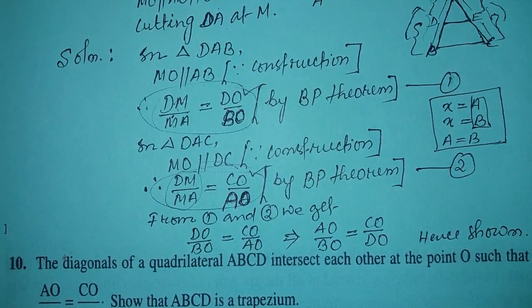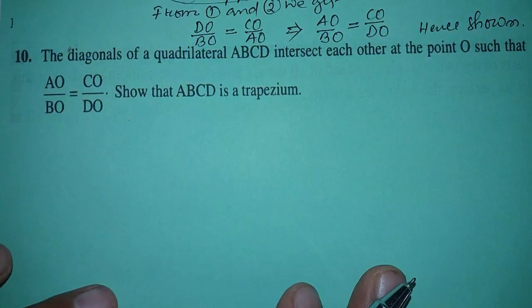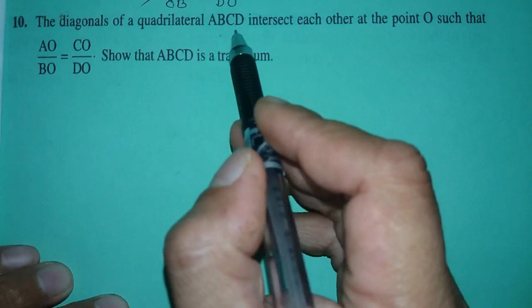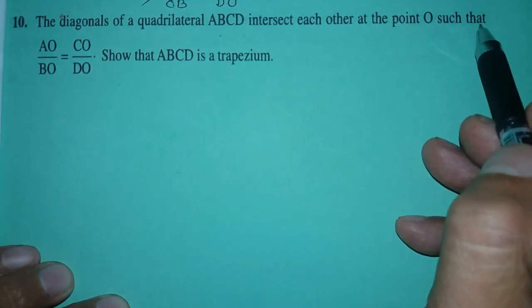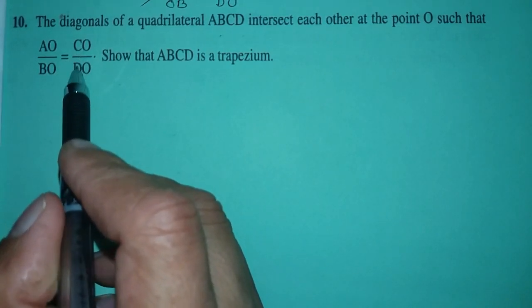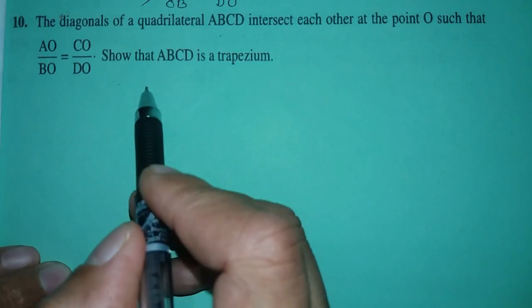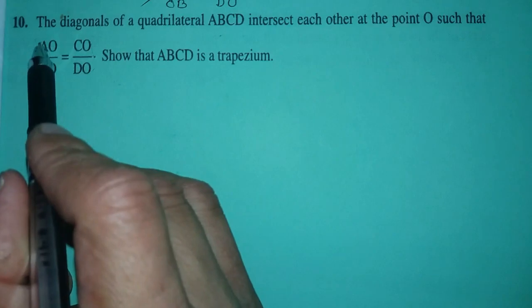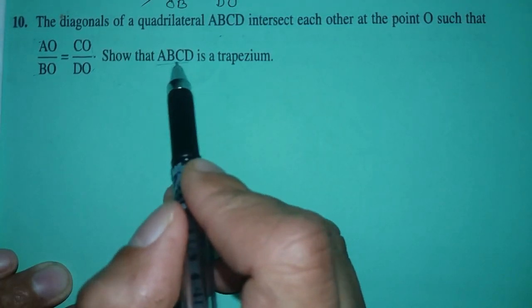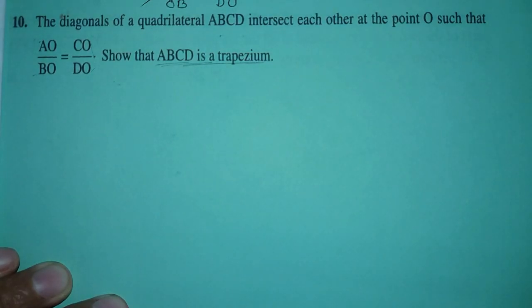Now let's move on to the next question, that is question number 10. The diagonals of a quadrilateral ABCD intersect each other at the point O such that AO by BO is equal to CO by DO. Show that ABCD is a trapezium. Okay, now this is given here, and what we're going to show is ABCD is a trapezium. Now this is the reverse of the previous question, that is question number 9.